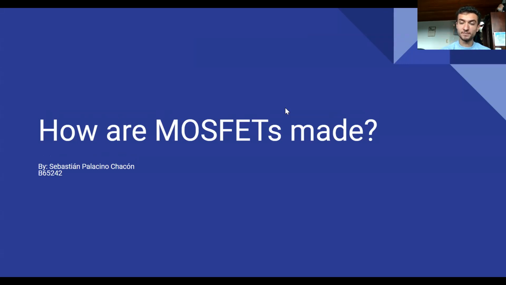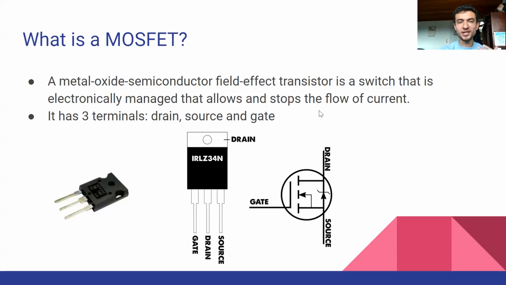So, what is a MOSFET? A MOSFET, or a metal oxide semiconductor field effect transistor, is a switch that is electronically managed that allows and stops the flow of current. That is a very brief summary of what a MOSFET is. It has three terminals: the drain, the source, and the gate. As you can see in this image, this is how a MOSFET looks in real life, and this is the circuit diagram.